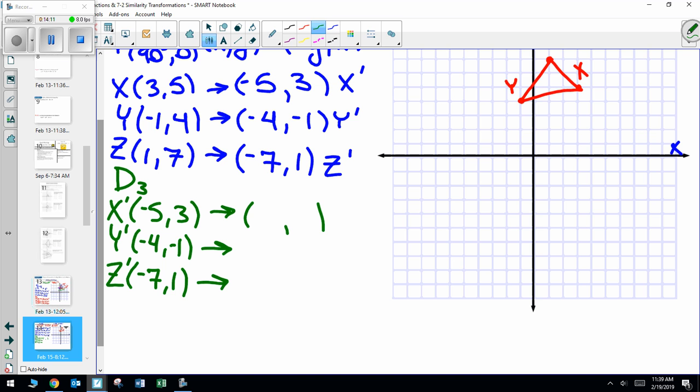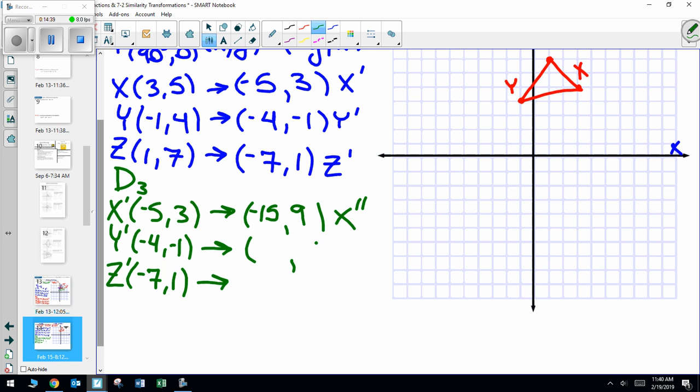If I dilated this by a factor of 3, yep, -5 times 3, so that's going to give me -15. And then same thing with a 3, so 3 times 3 gives me 9. And that's my x coordinate after the second transformation on it. That's why it's got 2 apostrophes on it.